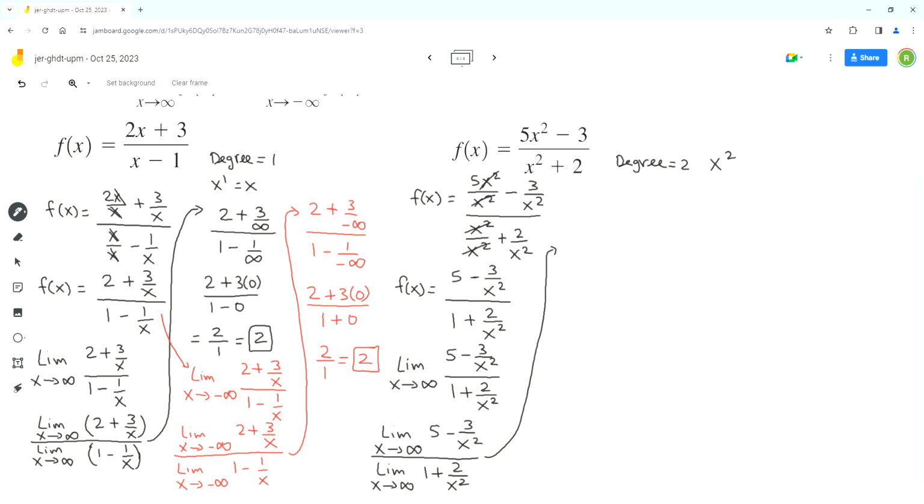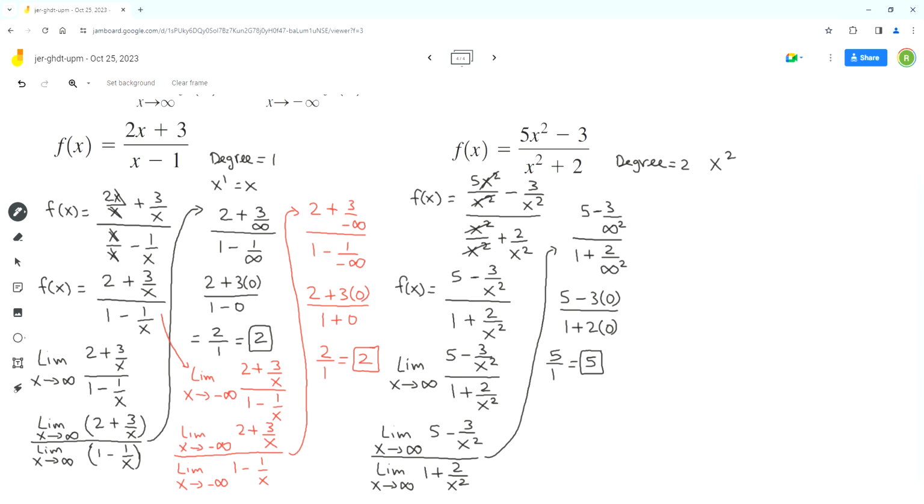So in the numerator we get 5 minus 3 over infinity squared, and in the denominator we get 1 plus 2 over infinity squared. Now since infinity is in the denominator, in the two fractions in the numerator and the denominator, they change to 0. So we get 5 minus 3 times 0 over 1 plus 2 times 0. And 3 times 0 is 0 and 2 times 0 is 0. So we are left with just 5 over 1, which is equal to 5. So this should be the final answer.